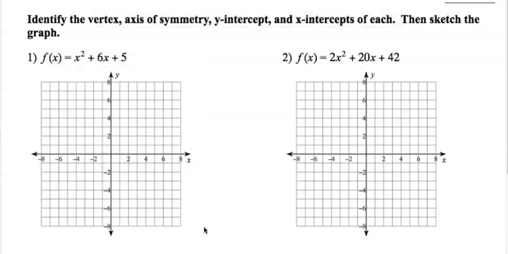All right, so we're going to do a few things here. We're going to identify the vertex and the axis of symmetry. We're going to find our y-intercepts, and we're going to find the x-intercepts of each, and then we're going to sketch them.